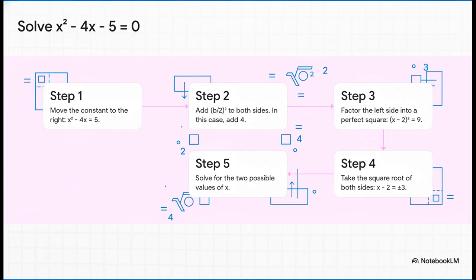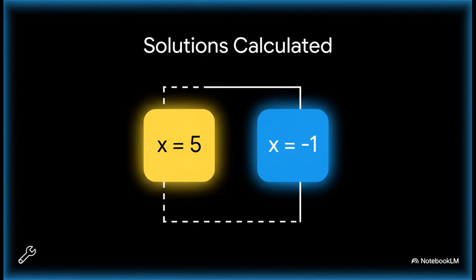And what you've just done is you force the left side to become a perfect square, (x - 2)², and that is so much easier to work with because now we can just take the square root of both sides. From there, it's pretty straightforward. We solve for the 2 possibilities. What happens when x - 2 equals +3? And what happens when it equals -3? And that gives us our 2 solutions, x = 5 and x = -1. That is a seriously useful technique to have in your back pocket.